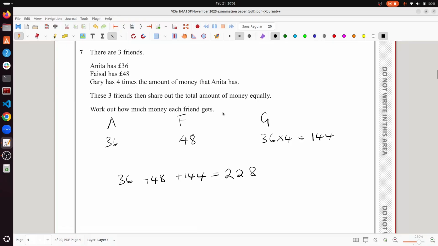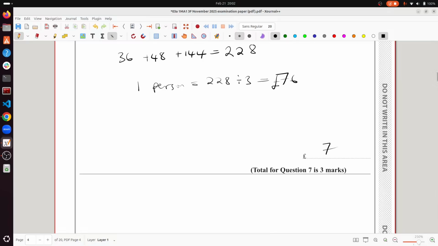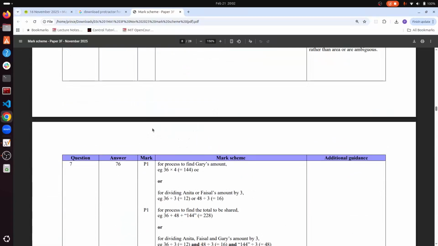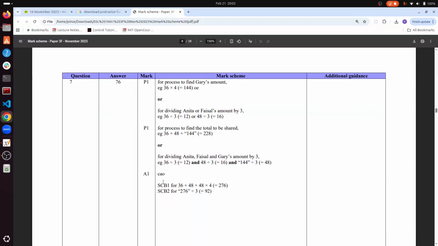They said they shared it equally. Work out how much money each friend gets. So if they were to share it equally, there are three of them. So one person will get 228 divided by 3, and that should give you 76 pounds. So one person gets 76 pounds, which I'm going to put there. Let's look at the mark scheme quickly. So that's 76 pounds. So one mark for you to be able to find out what Gary got. And your second process mark comes from the total. And lastly, you get your answer mark.